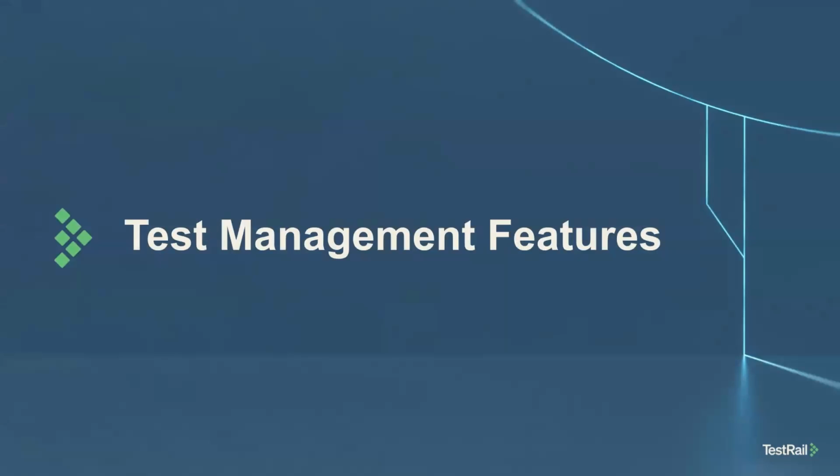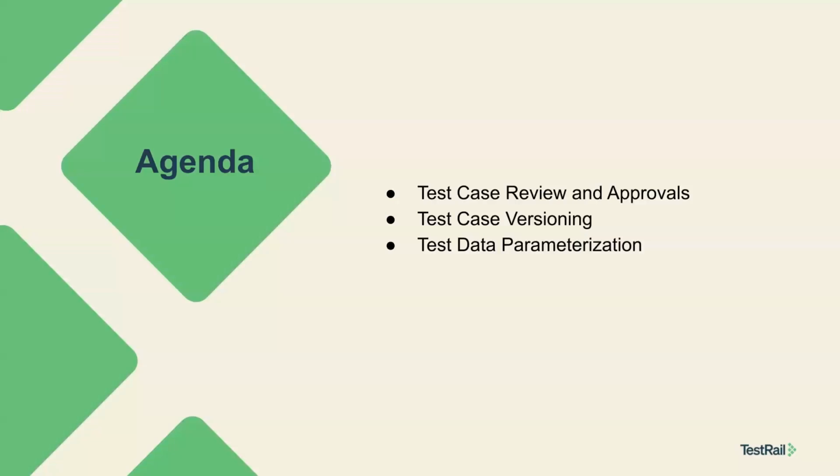Today, we'll be going over the test case management tools provided by the TestRail Enterprise plan. If you're interested in learning more about the administrative benefits, including features like SSO, project-level administration permissions, audit logs, and more, we have a previously recorded webinar that can be found on our website that highlights those features. Today's topics include test case review and approvals, test case versioning, and test data parameterization.